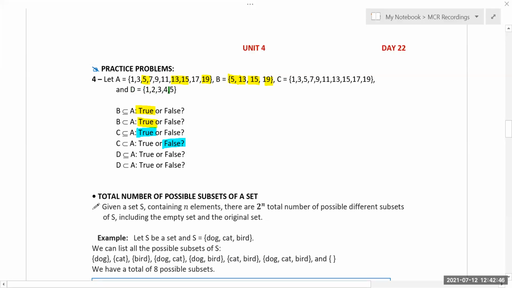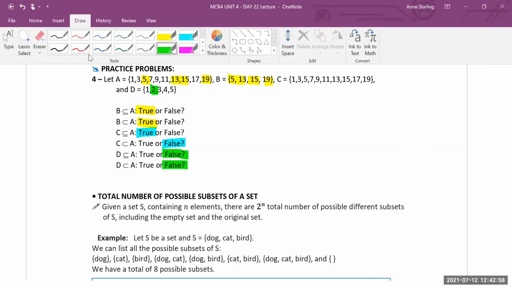D is 1, 2, 3, 4, 5. So if you notice, this 2 is not in A at all, so it's neither. If you have an extra element there, it can't be a subset or a proper subset. It's just a different set.